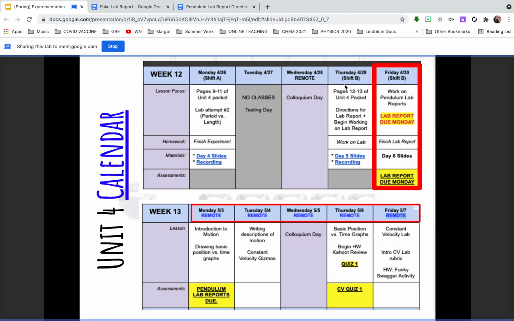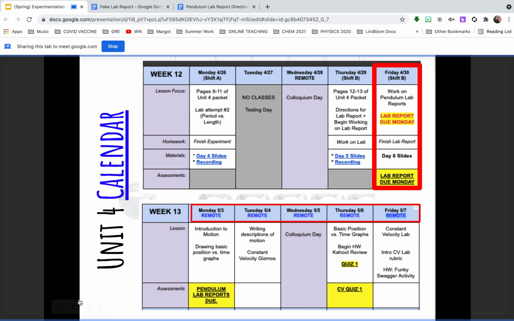All right, so today we are going to work on our lab report, and the lab report is due Monday at the beginning of class, okay? The due date with the lab report basically means if you are not getting the lab report in on time, you are not going to have a revision for the lab report.